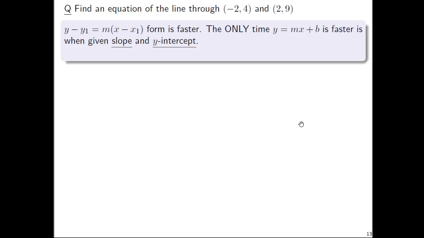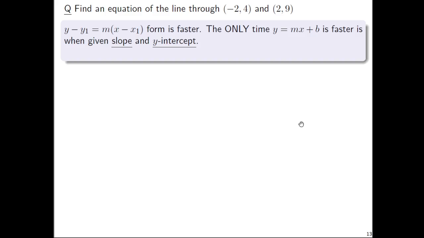So what about this example? Find an equation of the line going through these two given points. Okay, so we were not given the slope and the y-intercept, right? The only time slope-intercept form is faster is when you're given the slope and the y-intercept. So in this problem, the point-slope form is faster. Even if you're more intimidated by it, it is a little bigger looking, but it's not that much bigger looking. Okay, y minus y1 equals m times quantity x minus x1 will be faster. Okay, so when you're given slope and y-intercept, y equals mx plus b is faster. In any other scenario, y minus y1 equals m times quantity x minus x1 is faster.